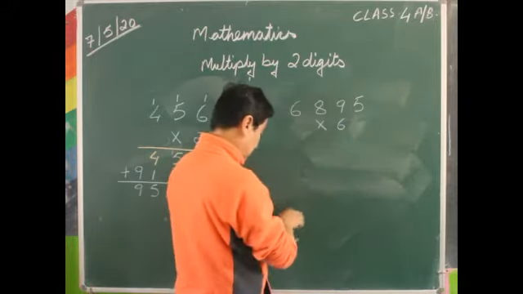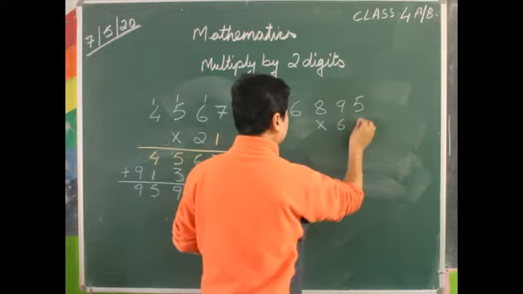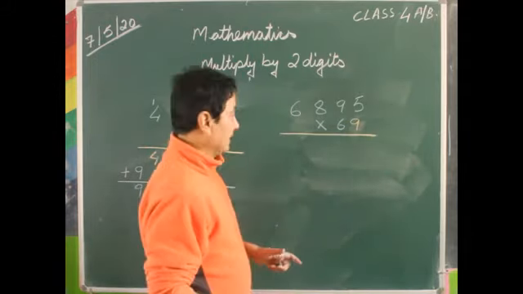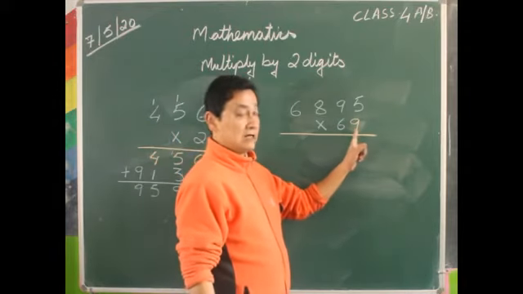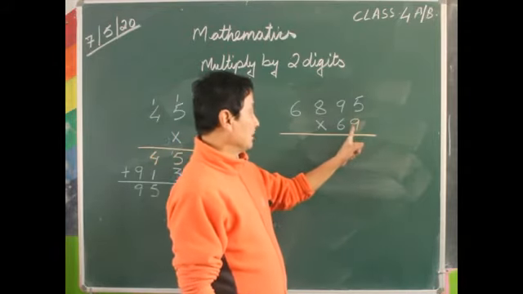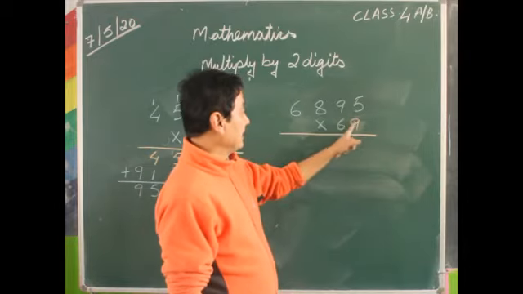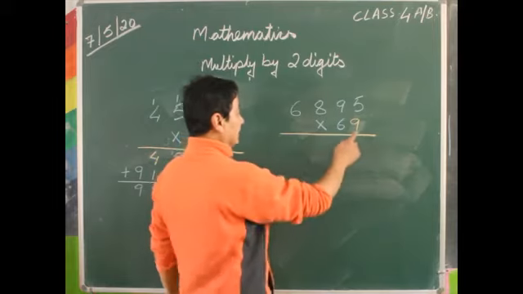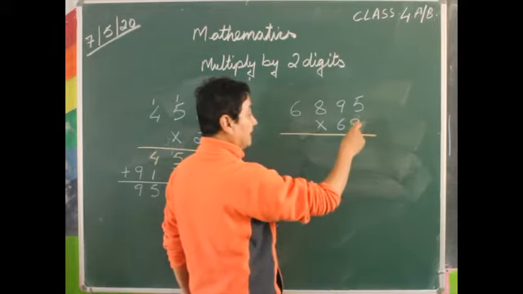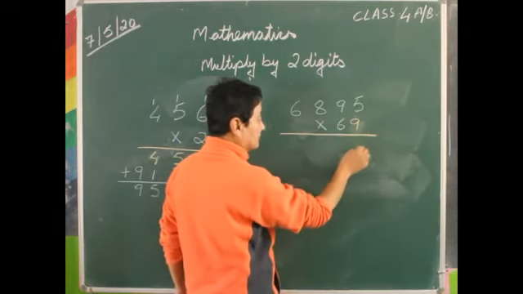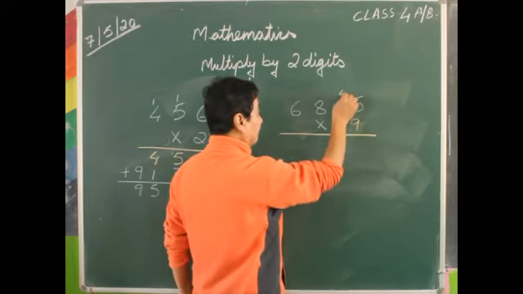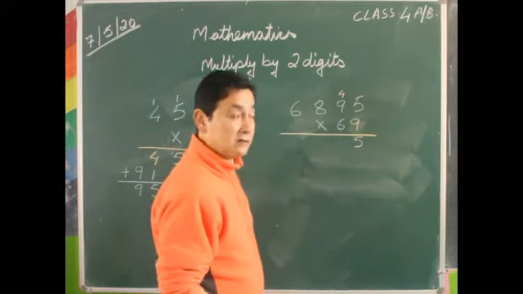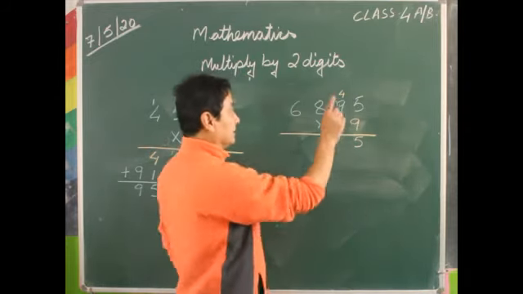Let me use another chalk. 69. So remember children, first we must always multiply with the ones column. 9 and 5, 9 and 9, 9 and 8, 9 and 6. Okay, let's start. 9 fives are 45. We cannot put two numbers there. 4, 5.